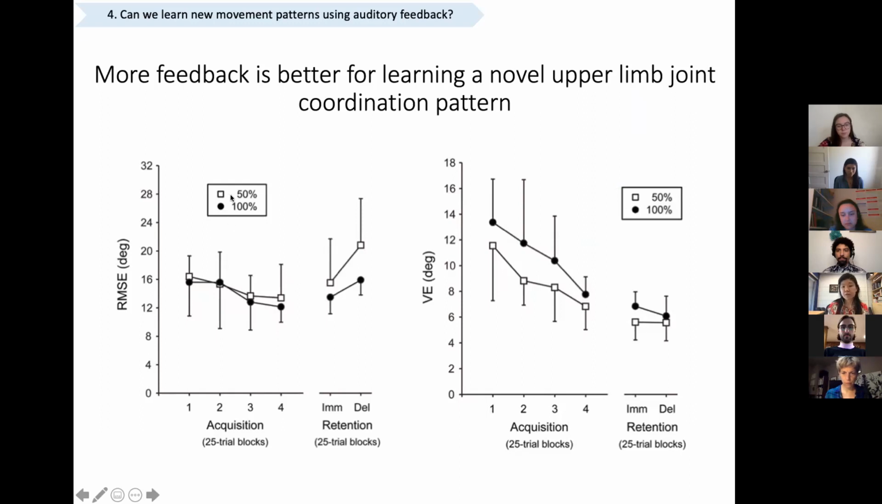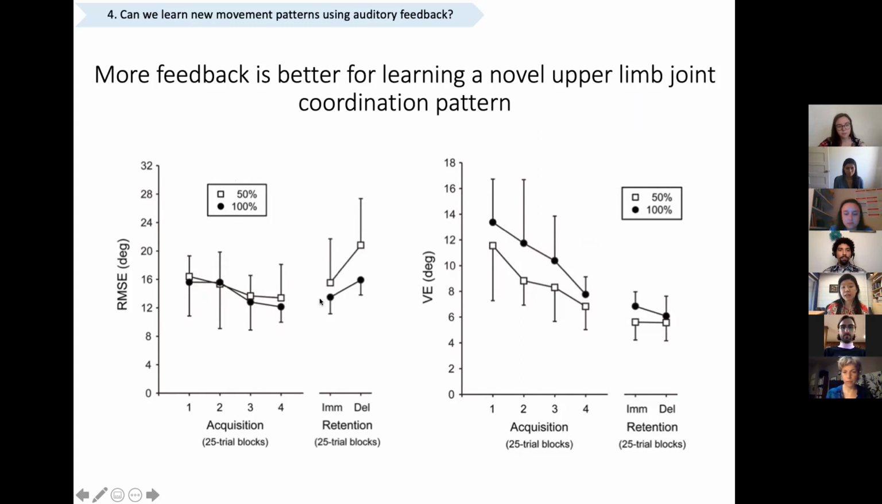And this is performance of the two groups. So one group received 50% feedback, so they got feedback on every other trial, and a group, as depicted in the black circles, received feedback on every single trial. So during performance, there was actually no difference in performance between the two groups.